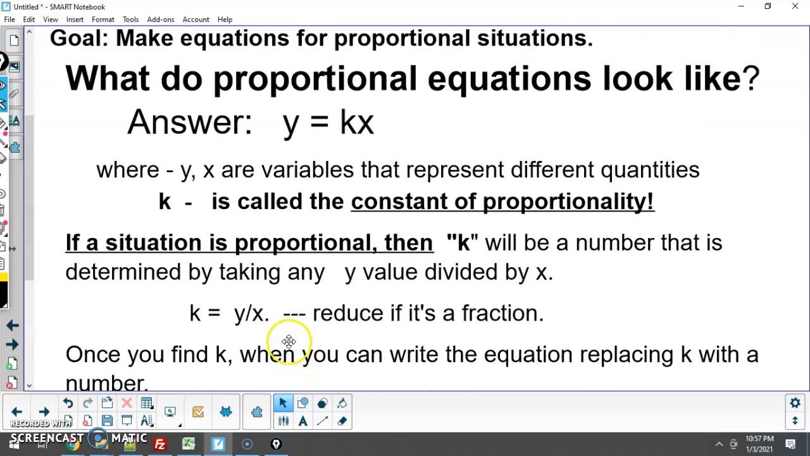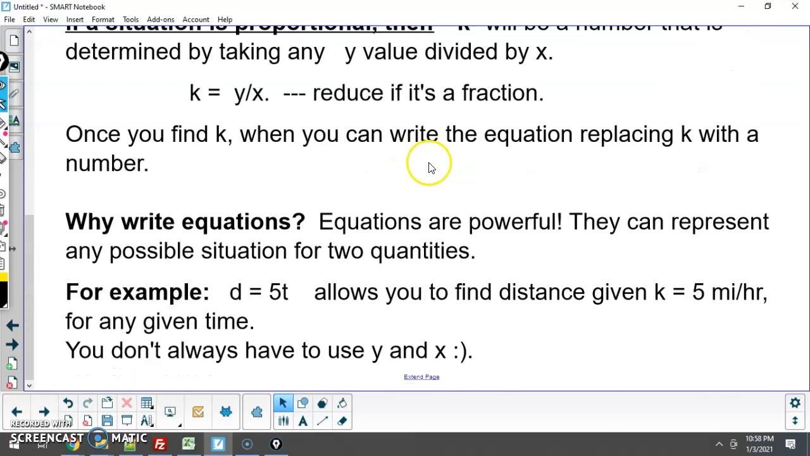Just for clarification, y equals kx means y equals some value k multiplied by x. And you don't always have to use y and x. You could pick other letters that are more appropriate for your situation, like d and t.